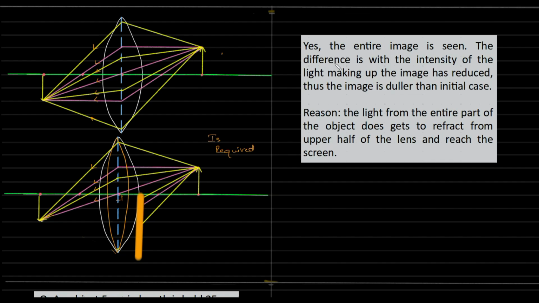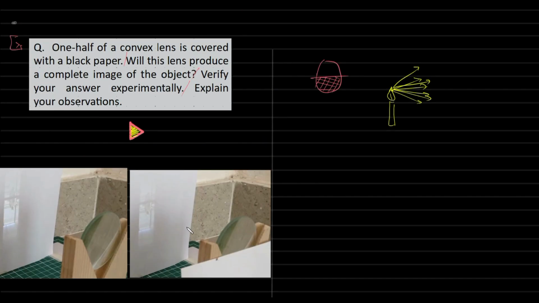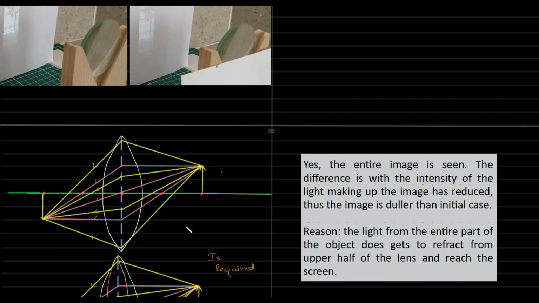Okay, so this is the write up. Yes, the entire image is seen. The difference is that the intensity of the light that makes up the image has reduced. Thus the image is duller than the initial case. The reason being, the light from the entire part of the object does get to refract from the upper half of the lens and reach the screen. See, light from all of this part will get to refract and reach this. Okay, so just that half of them is cut off. So this is your question, and this is the answer.